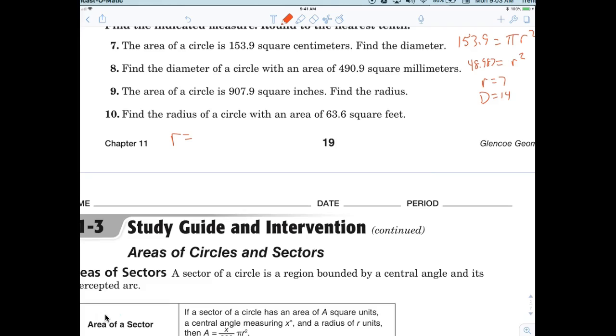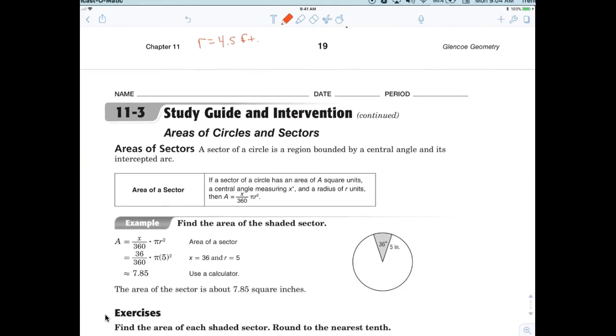Equals, and then you take the square root. 4.49. So about 4.5. About 4.5 what? Feet. All right. Just make sure you put the proper units. Area is measured in squares. Length is in units.